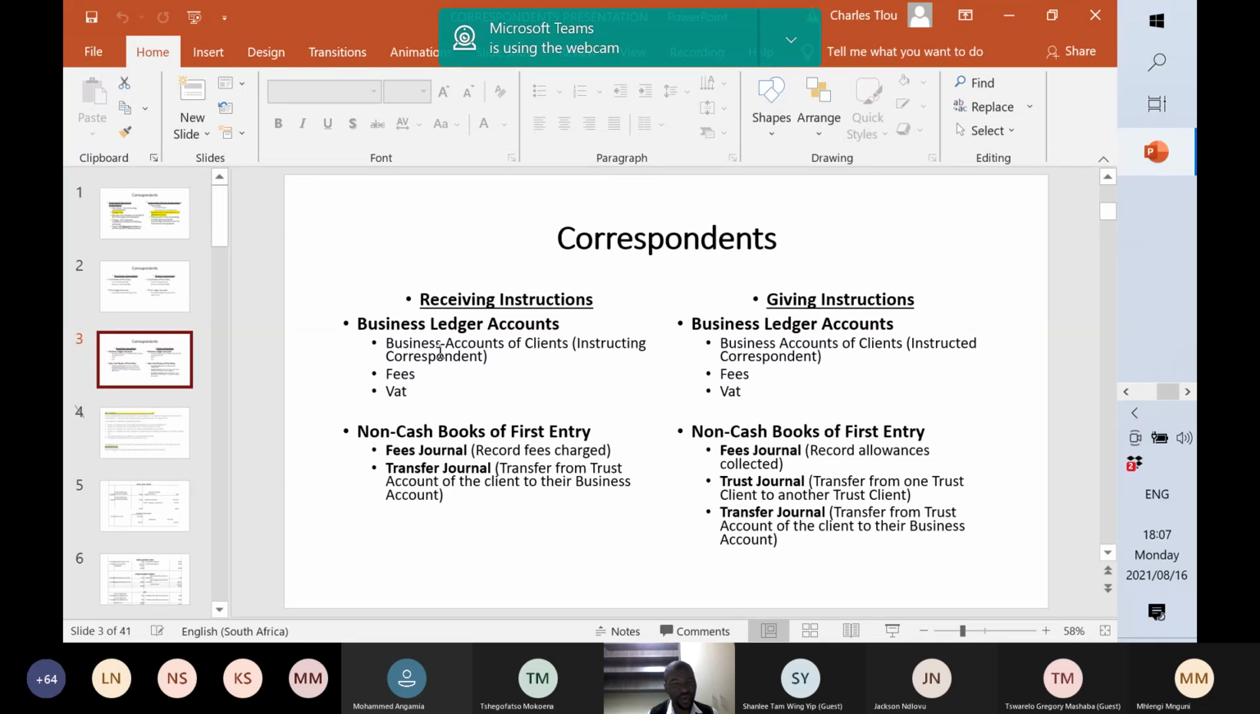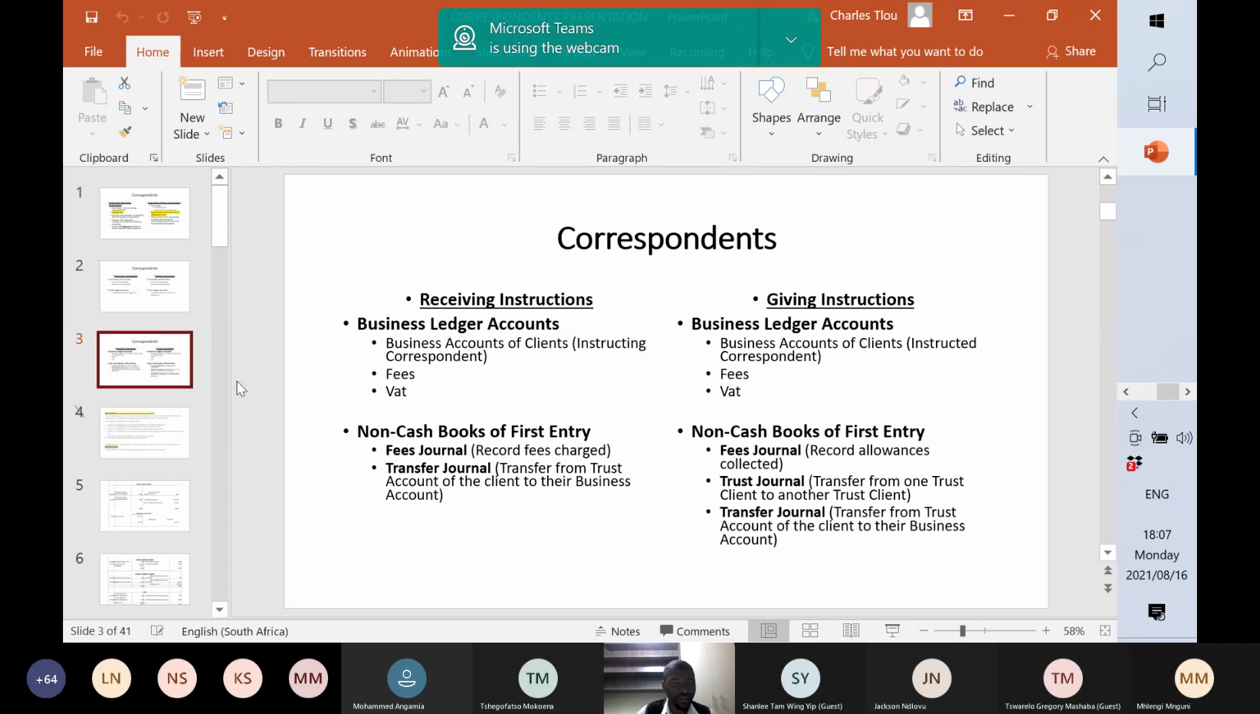Now you see there we refer to your non-cash books of first entry, and that's basically your journals. You look at your fee journal, your transfer journal, and then you've got your trust journal. As you can see there, it says the fee journal: you record the fees charged. Every time you charge your client fees, it must be recorded in the fees journal. And then you've got your transfer journal, that is when you transfer your fees. Your fees will normally be transferred from the client's trust to the same client's business before you pay yourself. That is what we call the transfer journal.